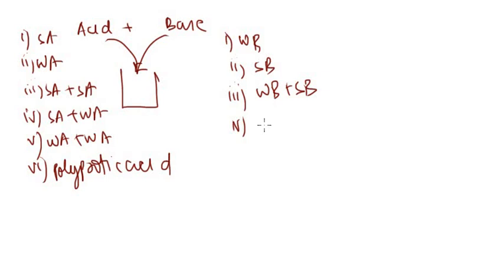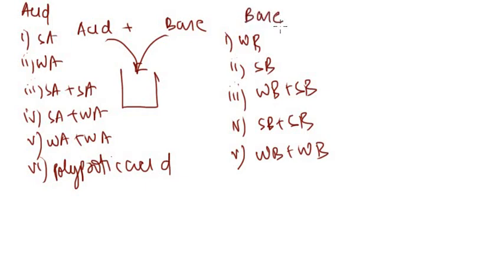Fourth is strong base plus strong base, and the fifth one is weak base plus weak base. In base, we do not generally categorize polyacidic base. So if we know them, the cases will be similar. So in case of acid, we have seen all these categories. In case of base, we have all these categories.